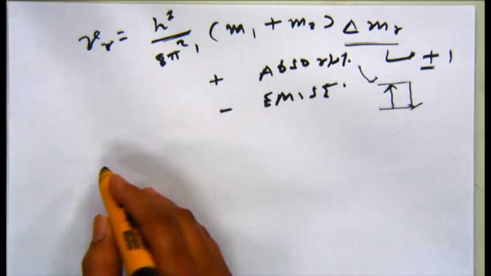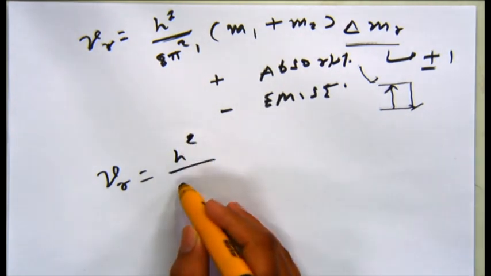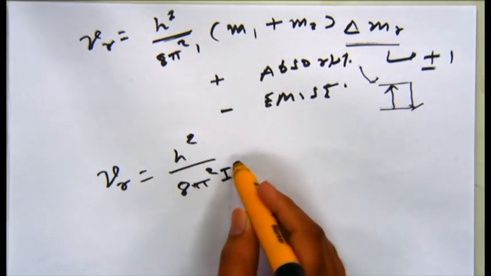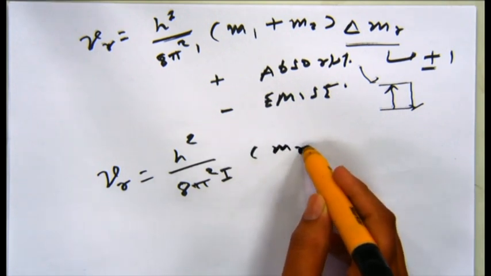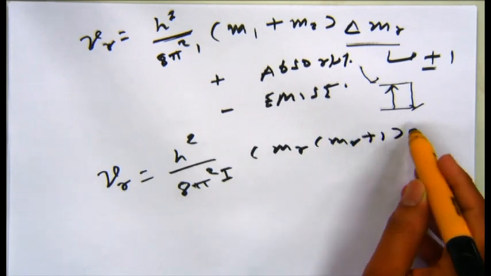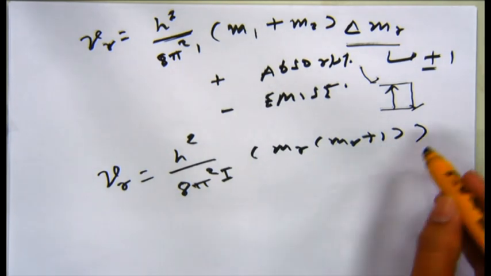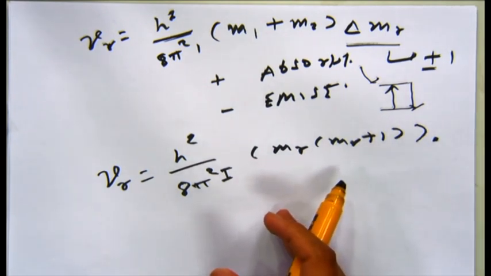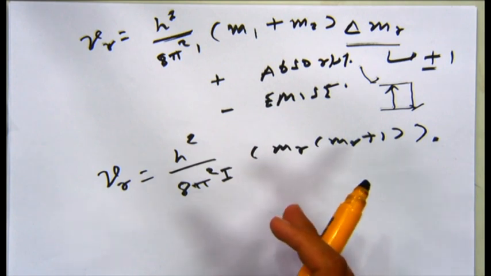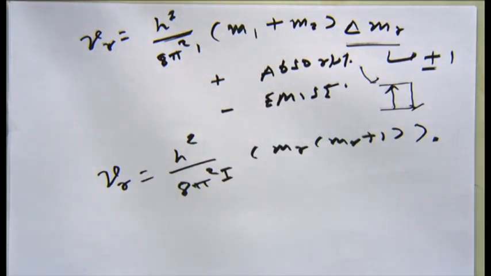Further, νR is equal to h square by 8 pi square I, mR plus 1. So this is the basic formula which indicates that the vibrational energy or rotational energy can never have a continuous value. These values are always discrete.